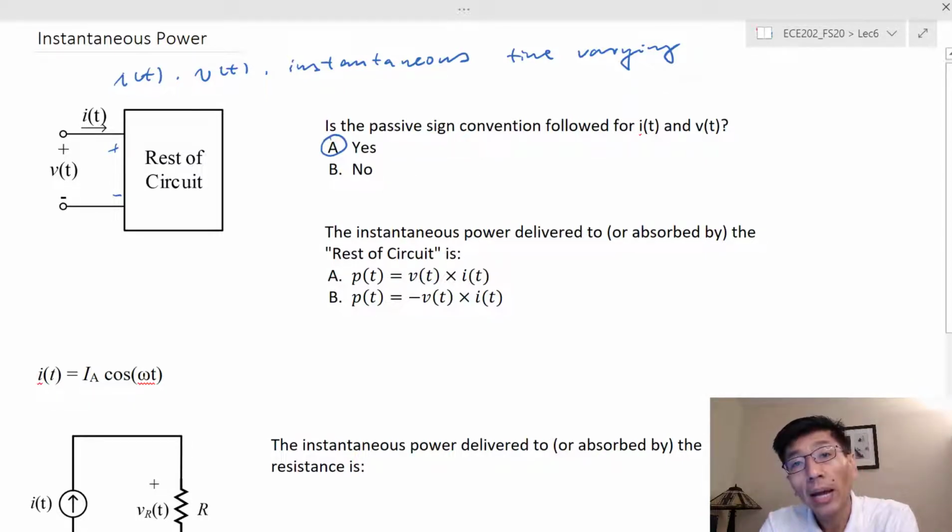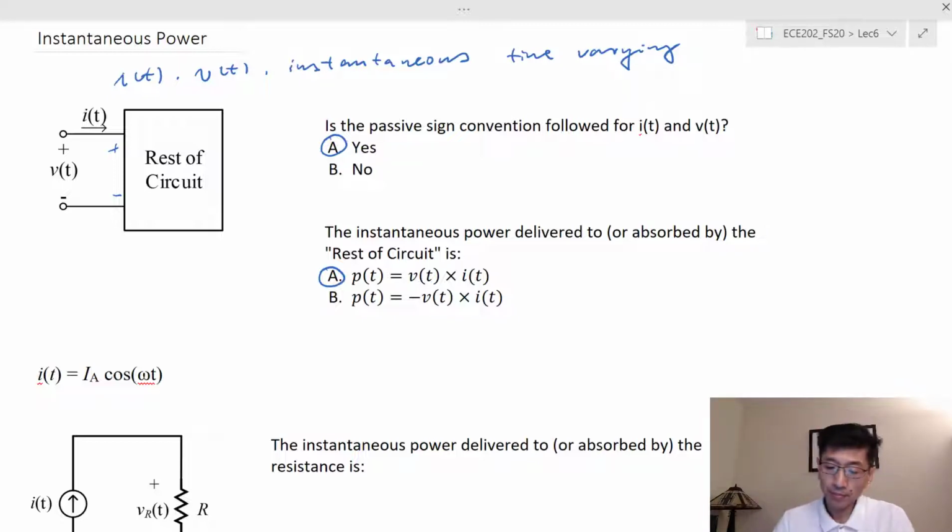Once the passive sign convention is followed, we can definitely say the power delivered to the circuit in this box would be v(t) times i(t), or i(t) times v(t), no difference, right? So that's the value of having the passive sign convention. If the passive sign convention is not followed, then the power delivered to the circuit would be negative v(t) times i(t). I hope you really get this concept, although seemingly simple, it is very important.